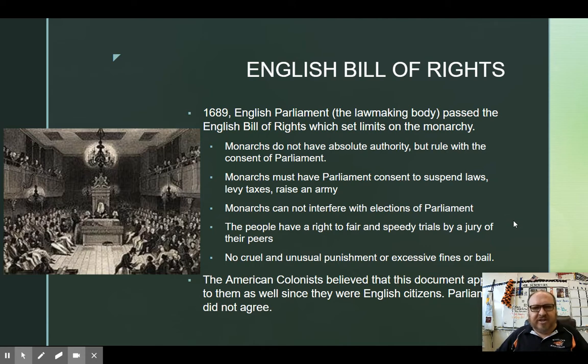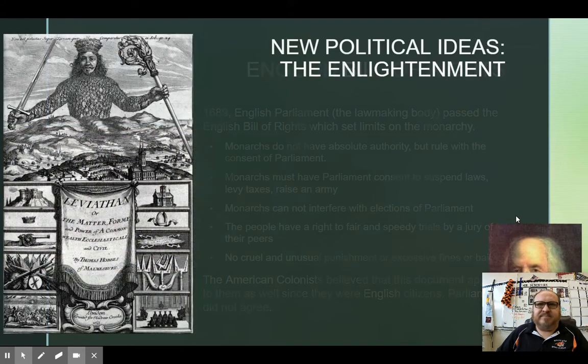Okay, so the English colonists, or the American colonists, when they came here, they had this knowledge. They knew what these things were. They were English citizens, and they wanted to do things their way.